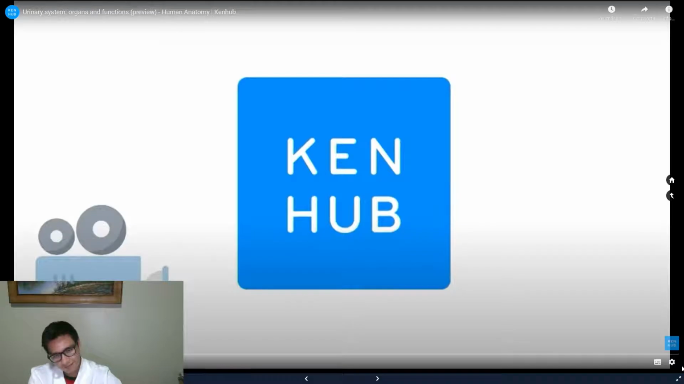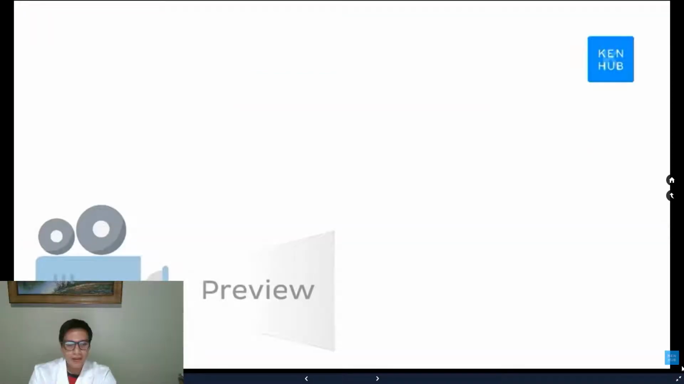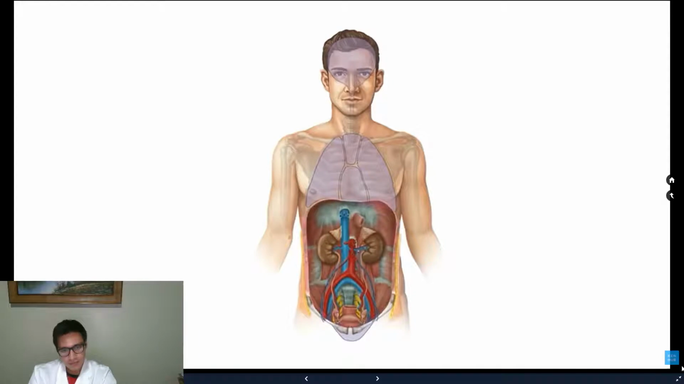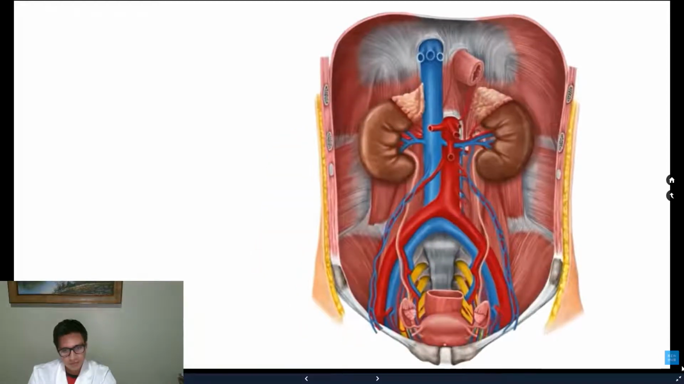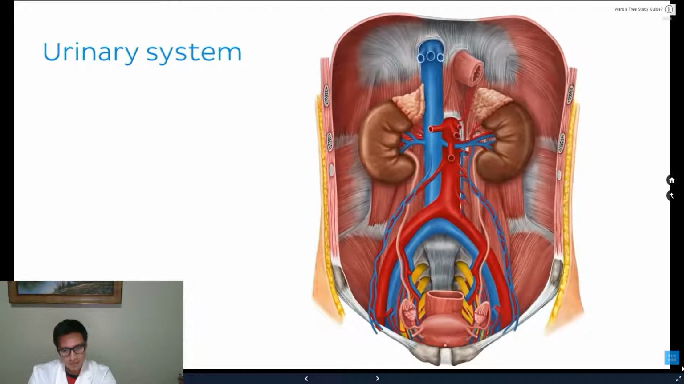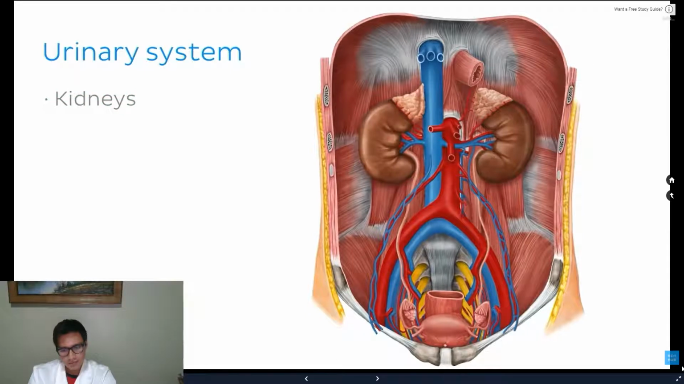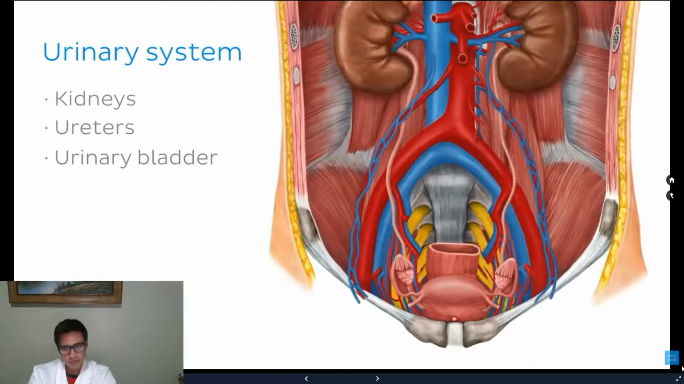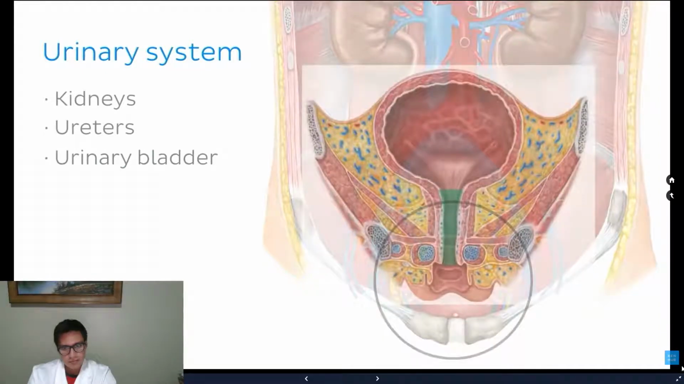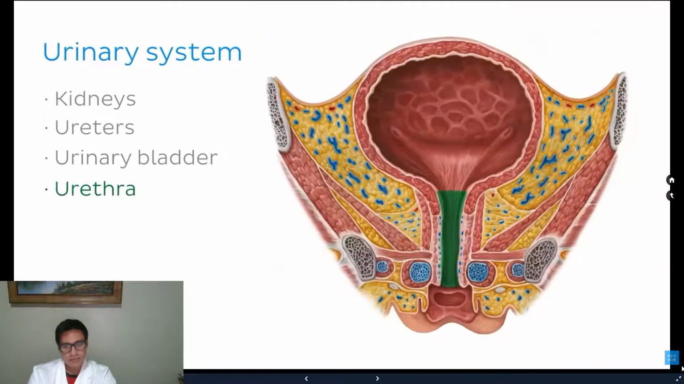Hello everyone, this is Ron from Kenhub, and today we're going to be talking about the urinary system. The organs of the urinary system are located in the abdominal cavity, which we see here. Looking deeper, we see that this system includes the kidneys, the ureters, which leave the kidneys and travel inferiorly within the abdomen, the urinary bladder, which we see in the lower pelvic region, and the urethra, which is located inferior to the bladder, as we can see in this cross-section of the pelvis.